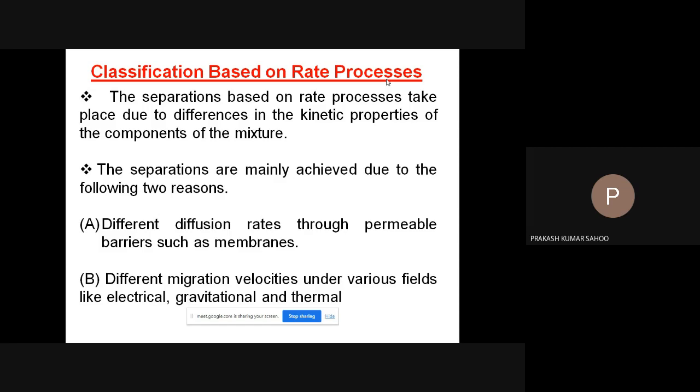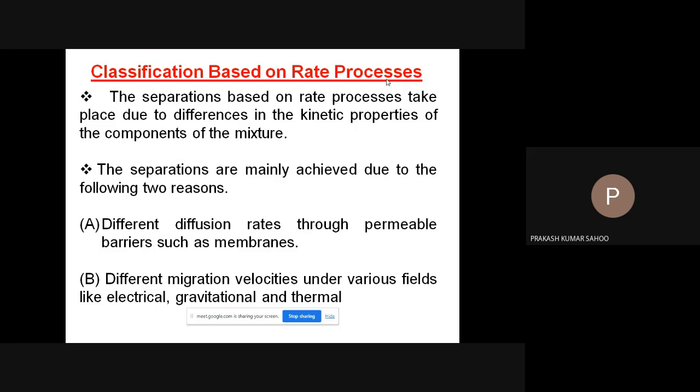Then the second one is field separation. In field separation, we will apply some external energy in the form of electrical, gravitational, or thermal. By the application of the external energy, we will have electrodeposition, that is the same as electrolysis, that is Faraday's first law. Then we will have electrophoresis.